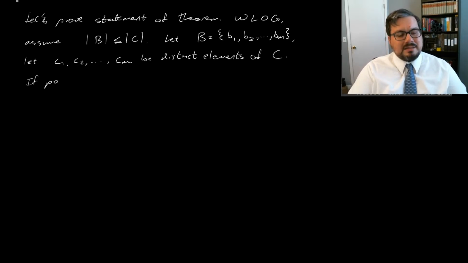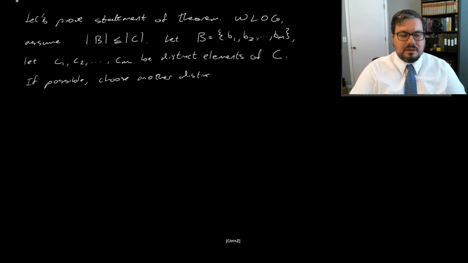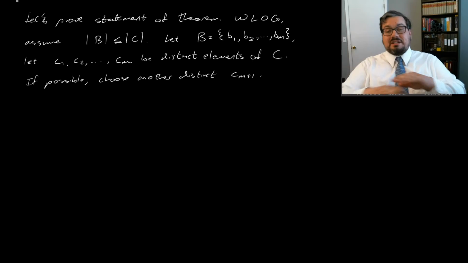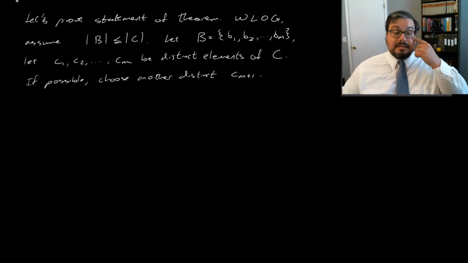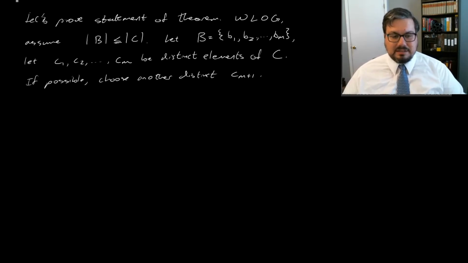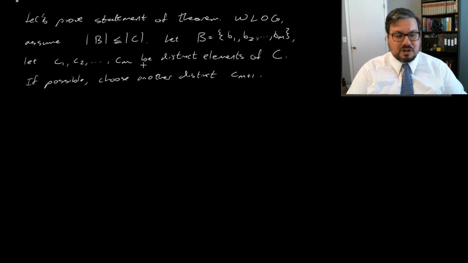And then, if possible, choose another distinct C(m+1). So basically what we're going to show is that the existence of an (m+1)th element in C is going to break things. So we're going to show that the cardinality of C can't even be 1 greater than the cardinality of B. But we're going to start by taking these elements C1 through Cm.